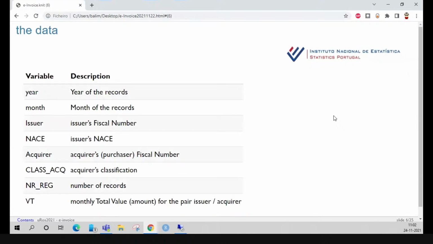This is the structure of our data. We don't have too many variables. We have the year of the records, month of the records, issuer's fiscal number, issuer's NACE, acquirer's fiscal number, acquirer's classification, number of records, and finally, the monthly total value for the issuer-acquirer pair.